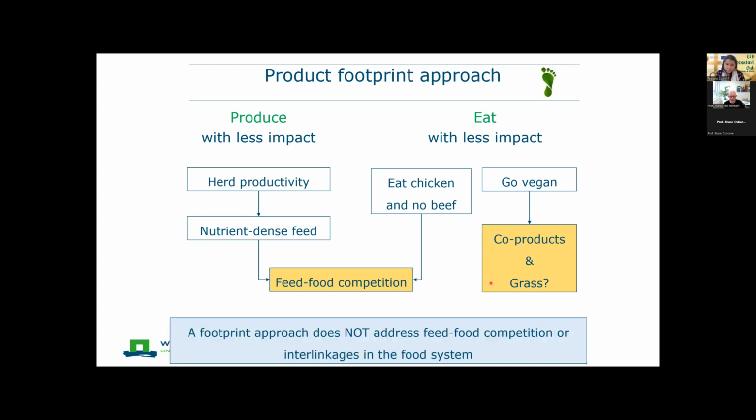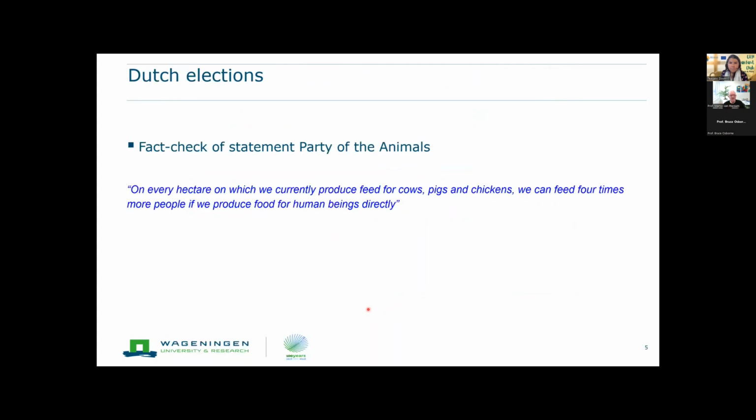So with that in mind, I would argue that a footprint approach alone does not sufficiently address the interactions that are at stake within the food system to properly address how we can improve the environmental performance of our agriculture and our food system. And that was really at stake.